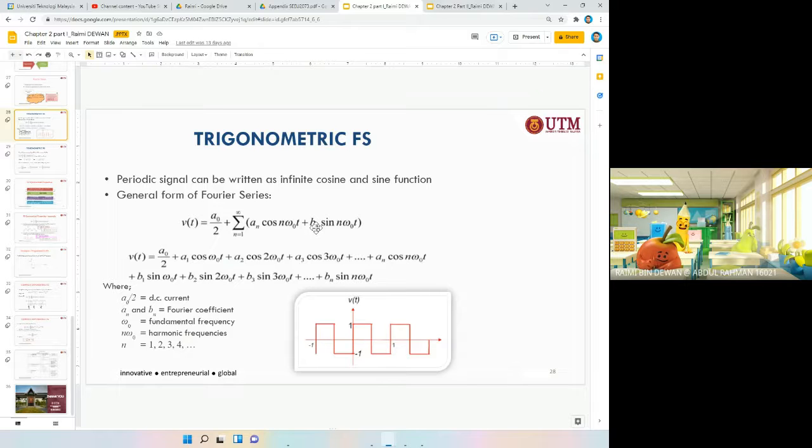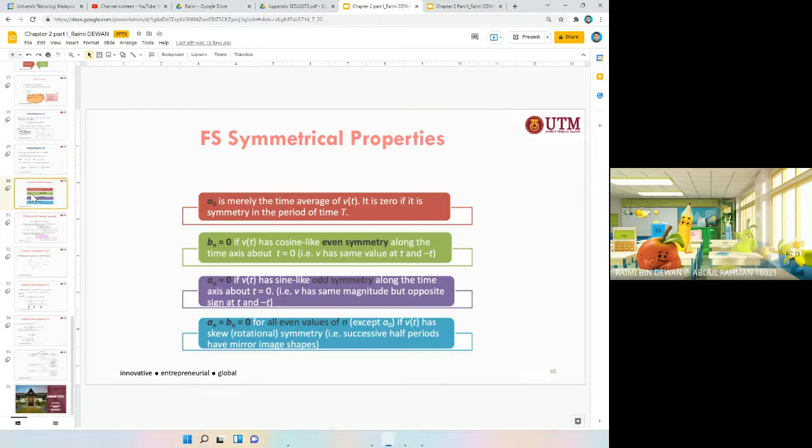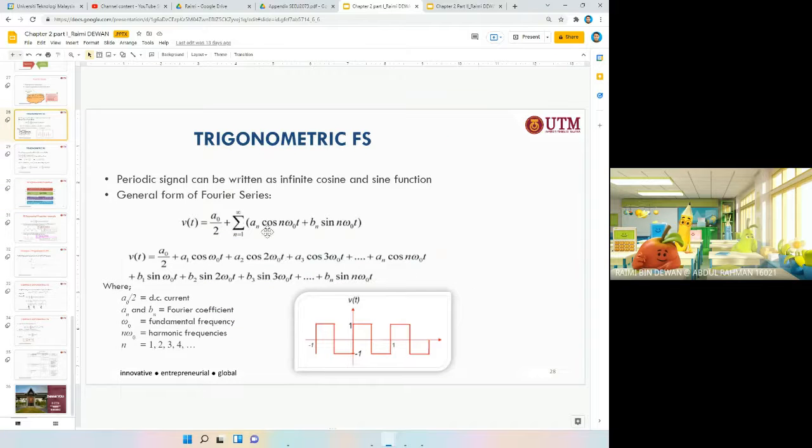If anything times 0 will result in 0, right? So if that is the case, where we have symmetry over time and also cosine-like symmetry, bn will be 0. So it only leaves you with an.